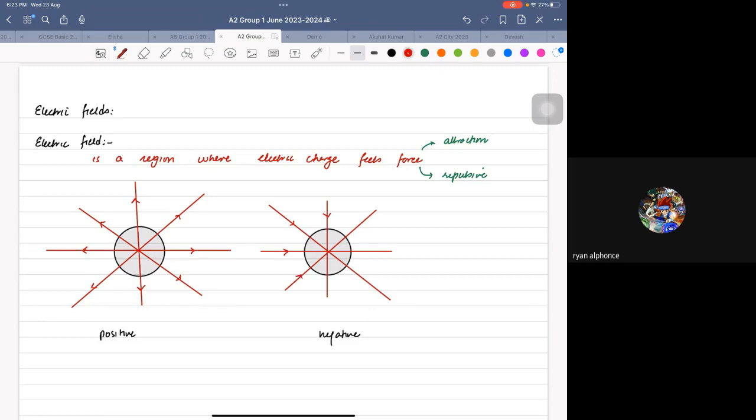Now, if you notice that all the field is basically directed to a single point, and that is why we can actually call them point charges. Point charges basically mean they're charges which seem to be originated from a single point, or all the fields are converged or emerged from a single point. Do you guys get what I'm saying?